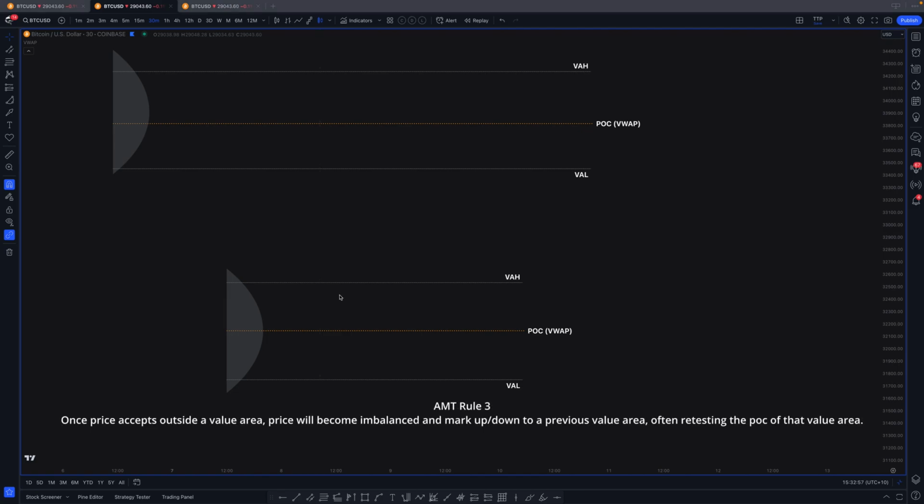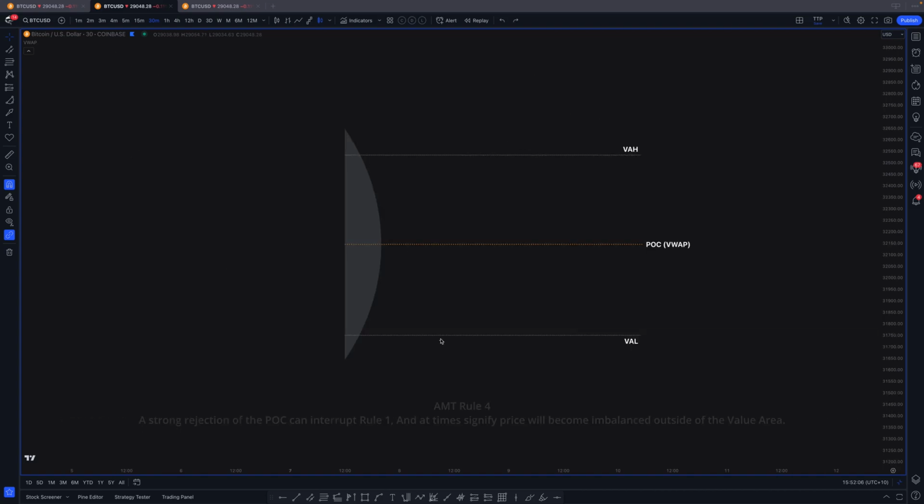Rule number 3: when price breaks out and accepts outside of value and we retest, we're now in the imbalanced up state. So we can work our way to an old value area and reject off the value area low, or at times we'll find ourselves working all the way back up to the POC VWAP, and from there either accepting into the old value and beginning to be rotational within the old value, or if there wasn't a value higher or lower than price, we will then create a new value area.